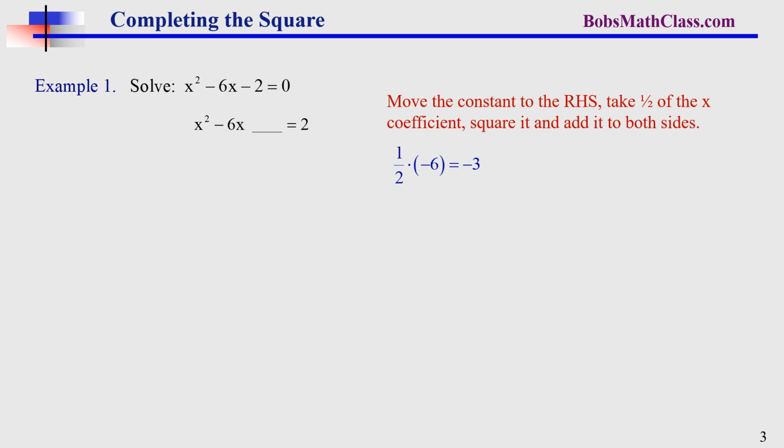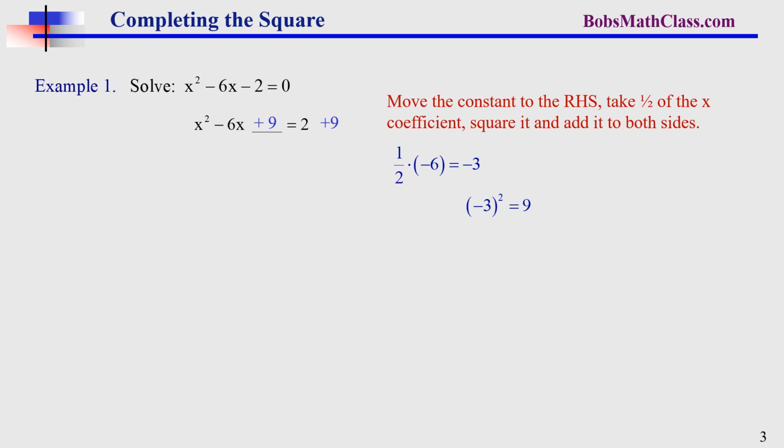Okay, so we took 1/2 of -6, which is -3. What's next? Right, square it. Whenever you square a negative, it's going to be a positive. So this result is always going to be a positive number. So what are we going to do with that 9? We're going to add it to both sides. Whatever you do to one side, you got to do to the other. 9 plus 9.